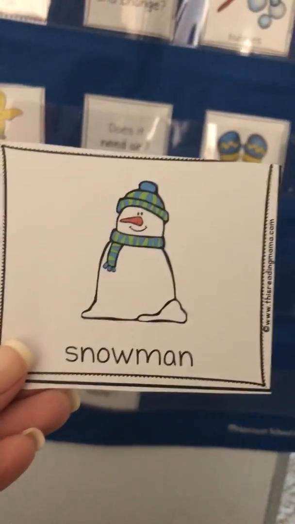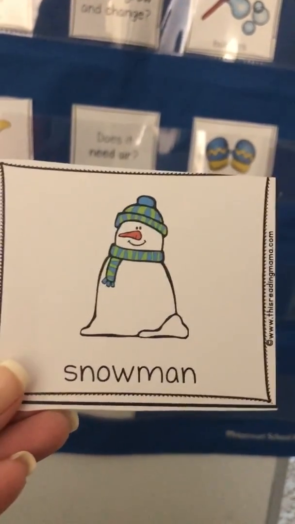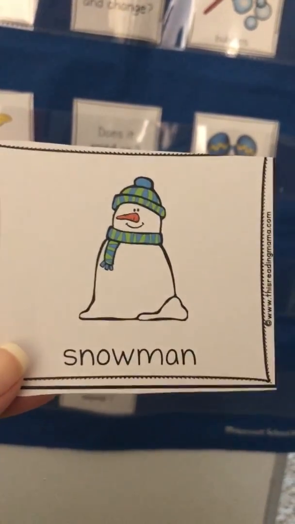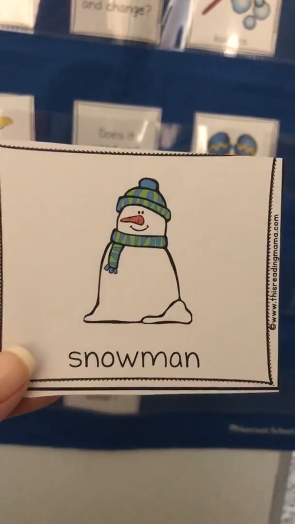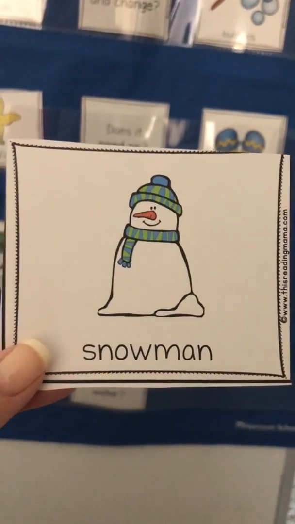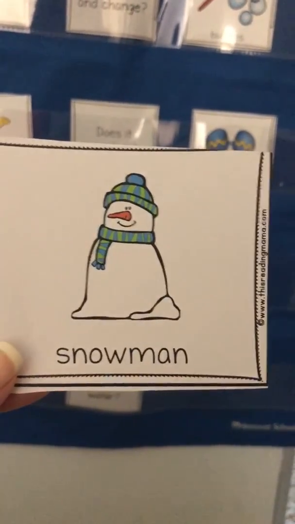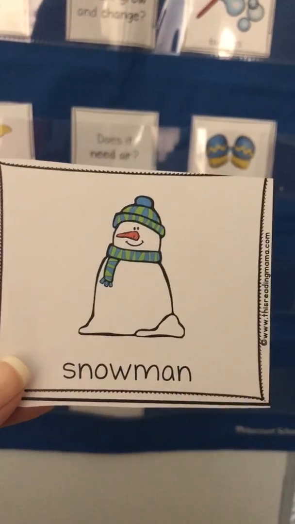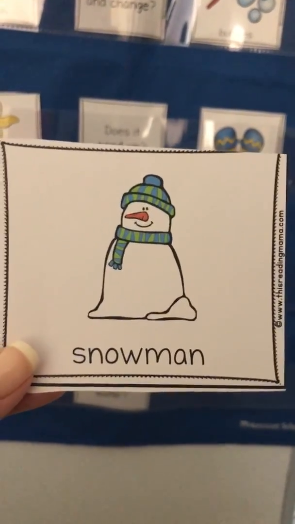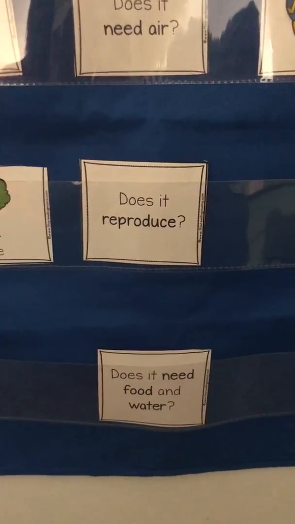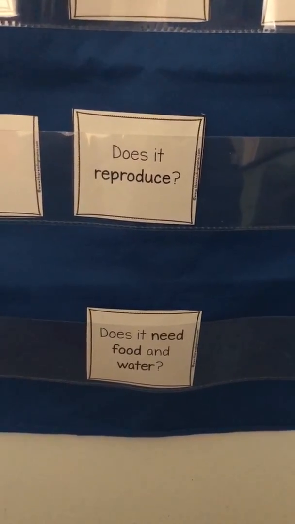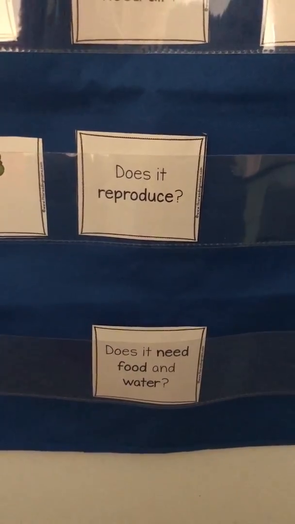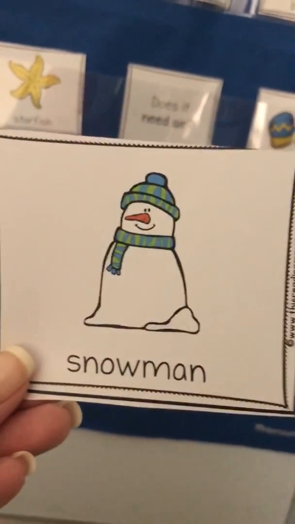A snowman. Now, I can tell you that a snowman can change, because when he gets too warm and he melts, he changes from a solid into a liquid. He's going to shrink, but he doesn't grow. He can't move on his own, and he surely doesn't need air, and he's not going to make baby snowmen, unless, of course, it's a movie. And he doesn't need food. He might need water, because water is a part of snow, but he doesn't need all of those things, so he is non-living.